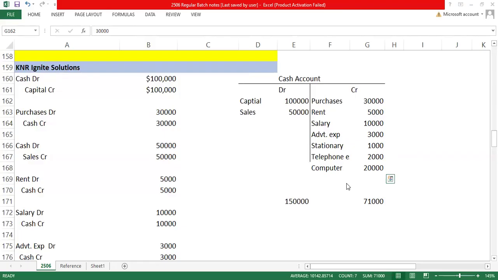Okay, one second. Just trying to see whether I'm missing any transactions here. Can you quickly find out if I'm missing any transaction here? Looks like something is not fine. The trial balance is not matching. What are we missing here? I'm just trying to see if I'm missing anything.